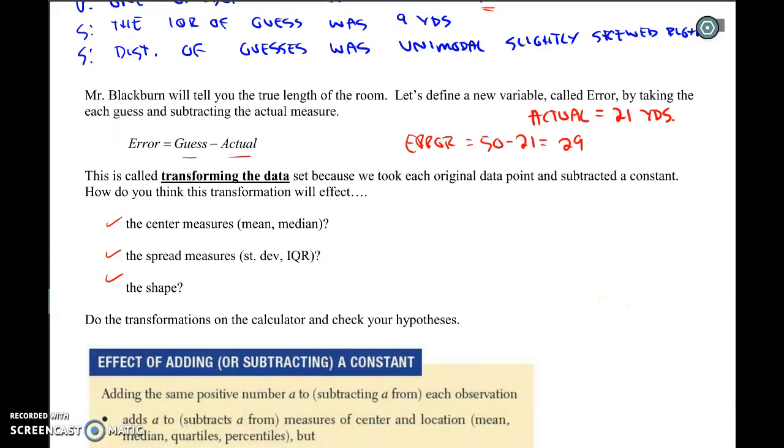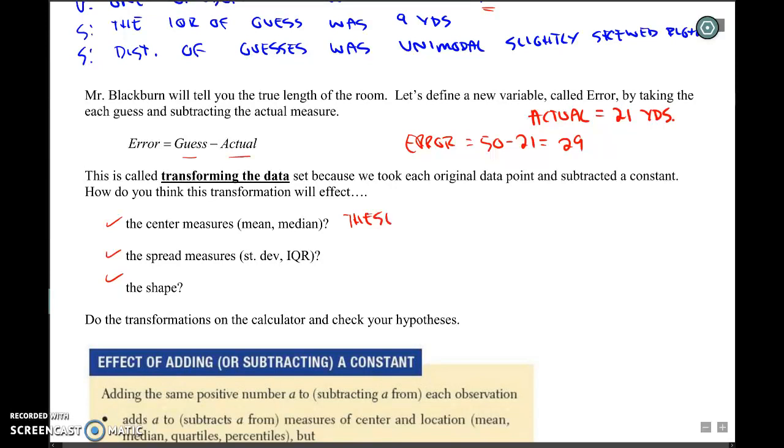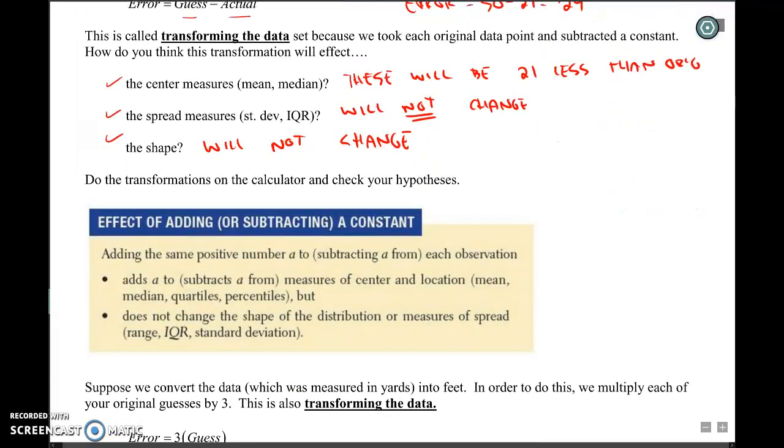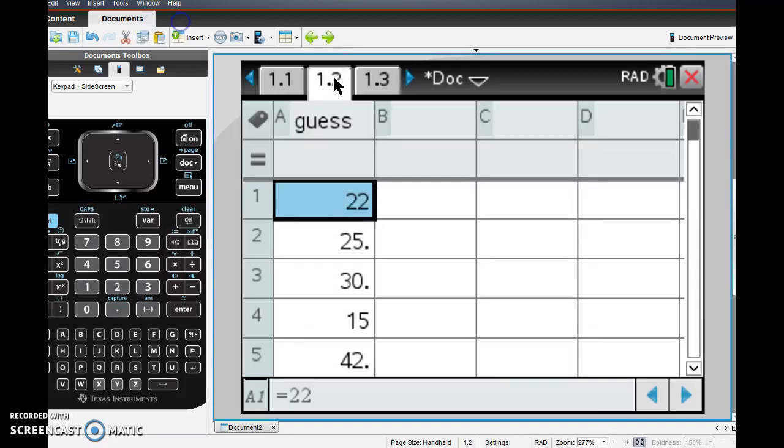So the answer, I guess, is these will be 21 less than the original. These will not change. And these won't change at all. So then I think we're going to illustrate that. Do the transformations on your calculator to test your hypothesis. So I'm going to make a new data set called error.